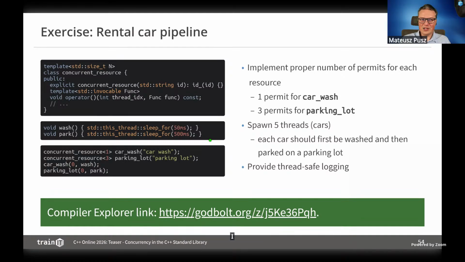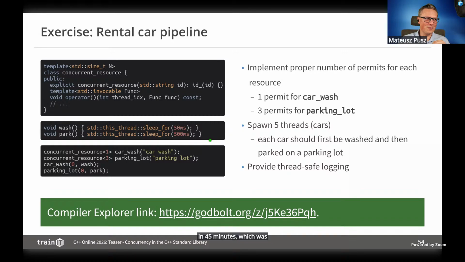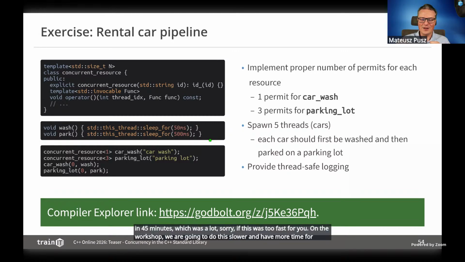I know that I spoke quite fast and I progressed with the material quite fast because I wanted to fit some meaningful, minimal example that actually has thread-safe printing, jthreads, and one synchronization primitive in 45 minutes, which was a lot. Sorry if this was too fast for you. On the workshop, we are going to do this slower and have more time for discussion, right? But I wanted to provide you all of the knowledge to actually be able to do this one simple exercise in the end. And also, as expected, we don't have much time because I have to start another session in 2 minutes.